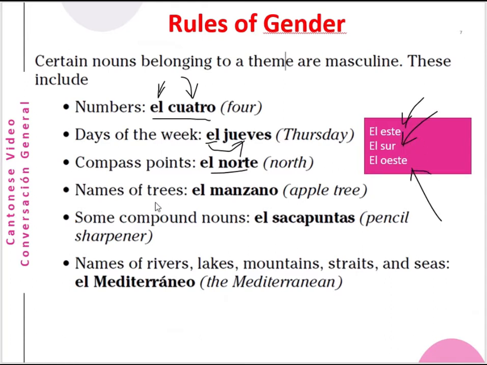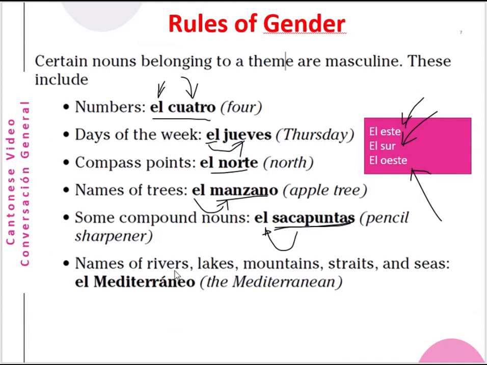Names of trees, for example the apple tree, we use el for the masculine tree, el manzano. Some compound nouns, for example the pencil sharpener. It's a compound noun. This means we use something to shape the tip of the pencil. So, el sacapuntas, the pencil sharpener. And this is a compound noun, so we use the masculine article.